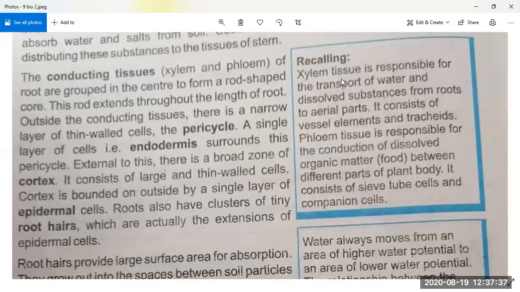So that's why xylem tissue is also called dead tissue, because it is not a live tissue. Its only important function is to get the water from the roots and transport it to aerial parts of the plant. And it consists of vessel elements and tracheids.